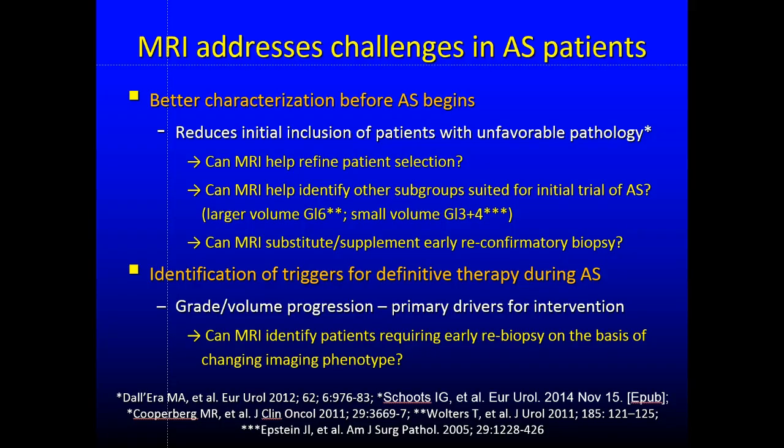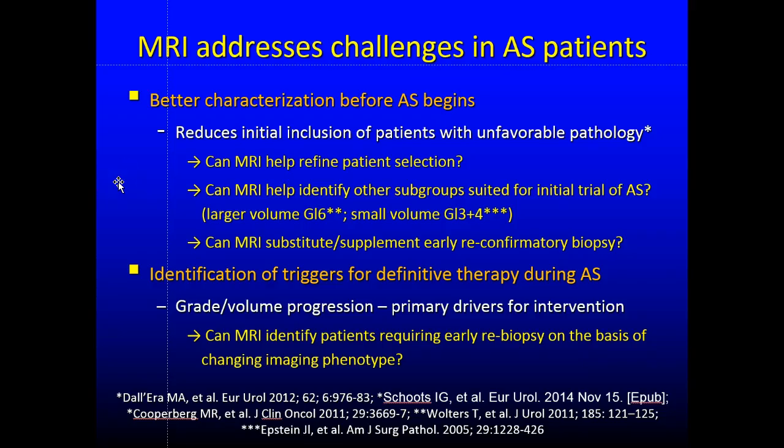So how should you look at what MRI can do for these patients? Well, MRI can help better characterize patients before active surveillance begins, because it helps to reduce the initial inclusion of patients with unfavorable pathology. It can help to identify other subgroups that would be suitable for active surveillance, such as slightly larger volume Gleason 3+3 disease, some smaller volume 3+4 disease, slightly raised PSA, that sort of thing.